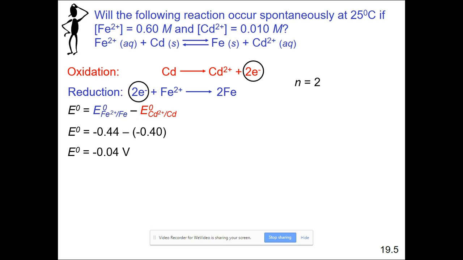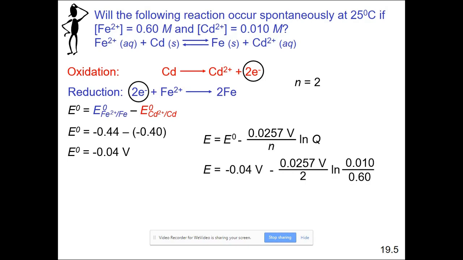But this is true when we're under the standard state conditions. Well, we're not under the standard state conditions. Standard state conditions would have the concentrations of both of those species at 1 mole per liter. No, we're not under the standard state conditions. We are at a condition of 0.6 moles per liter and 0.1 moles per liter. Therefore, if we take out the equation that we previously developed, plug in the E naught of the cell, plug in the value of n, and plug in the concentrations for our Cd2+ and our Fe2+, we would see that E of the cell under these conditions is a positive 0.013 volts.